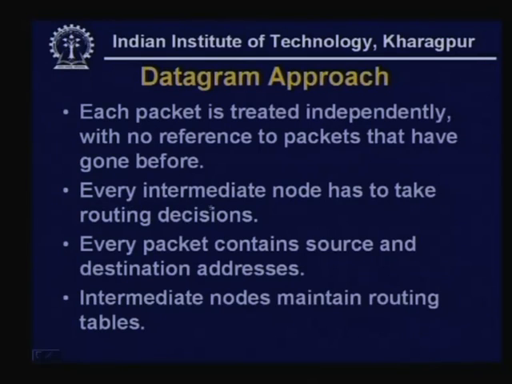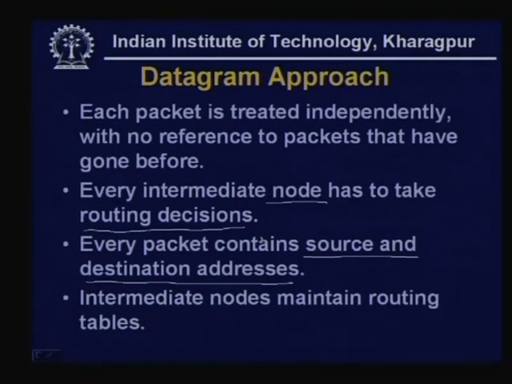And here every intermediate node has to take a routing decision, because each packet is treated independently and there is no predetermined route. As a consequence, each node has to take a routing decision, so there is an overhead on the node. However, this routing decision can be taken care of with the help of the source and destination addresses provided as part of the packet. So the packet should contain the source address and destination address, and based on that the routing decision is performed by the intermediate nodes.